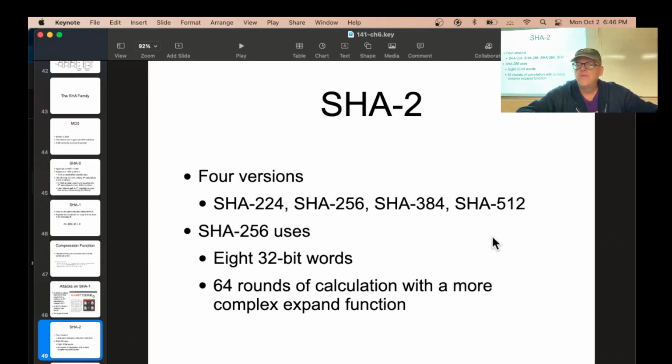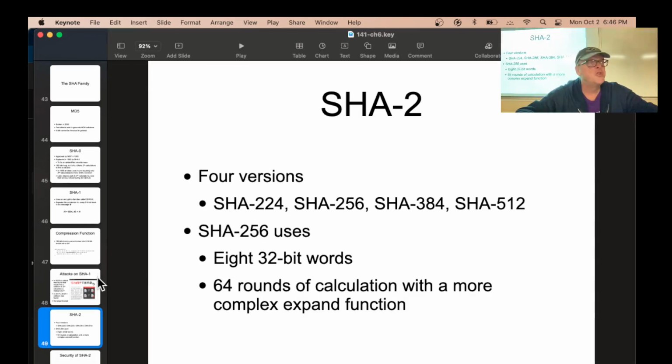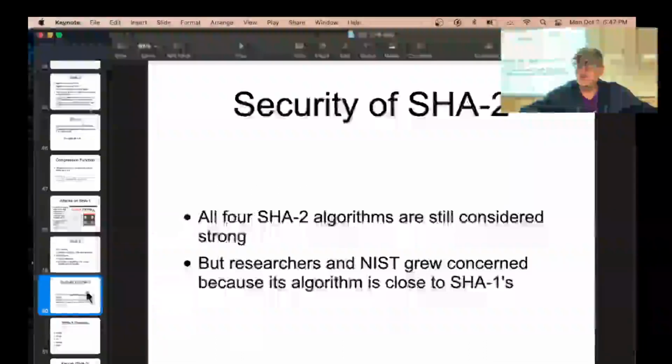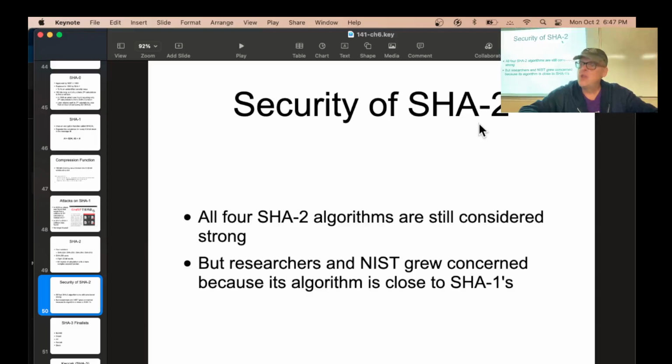So SHA-2 has 4 versions with different lengths, the most common being 256 and 512. So it uses 8 32-bit words, 64 rounds of calculation with a more complex function, and is overall generally similar to SHA-1. It's just a little more complicated, but the same general logic and structure as SHA-1. And that's why people are worried, because SHA-1 turned out not to be as strong as they thought it was, and SHA-2 is really not that different.